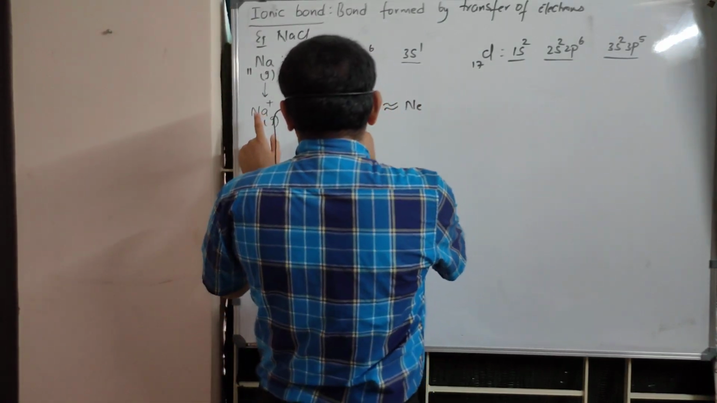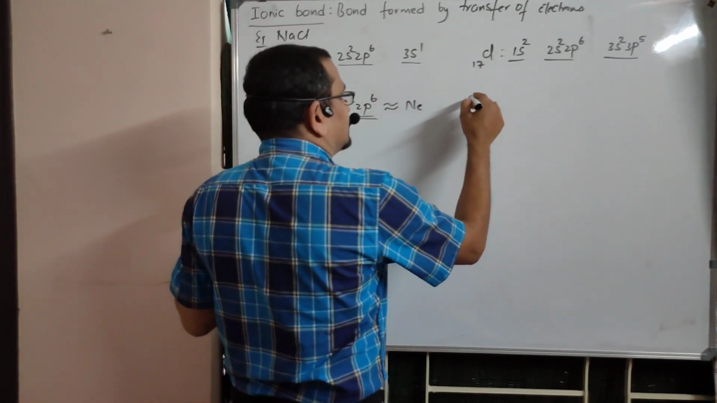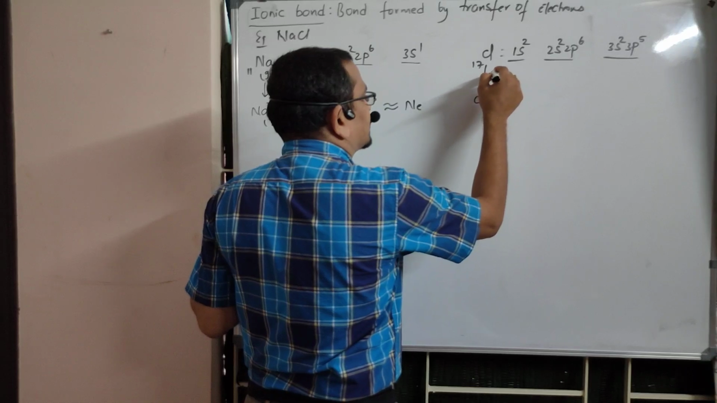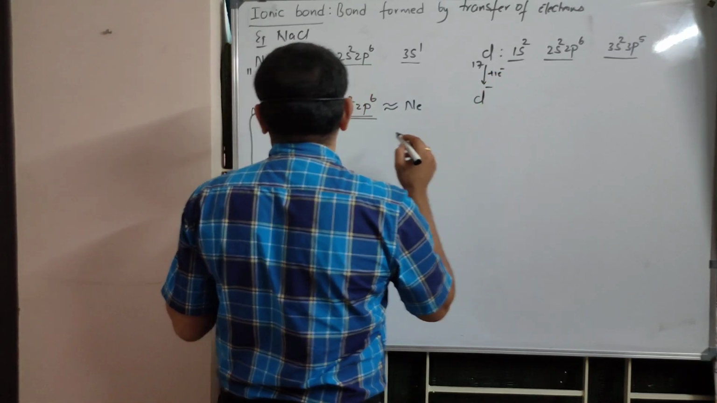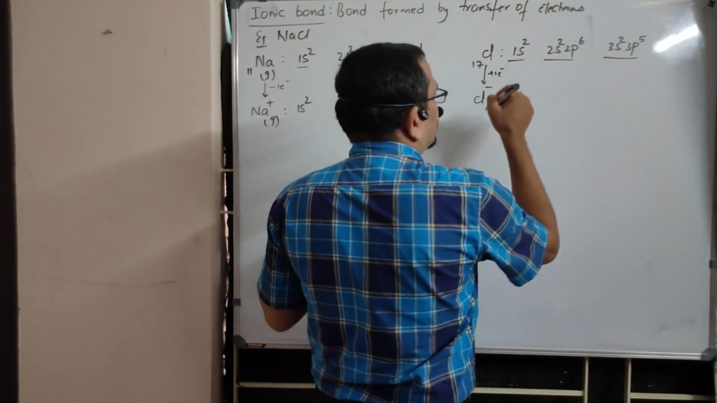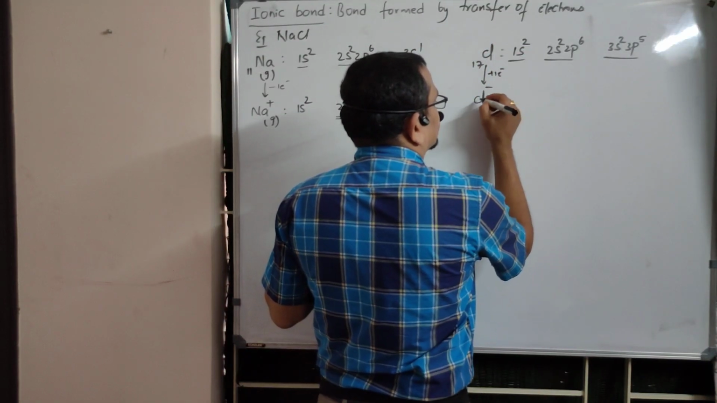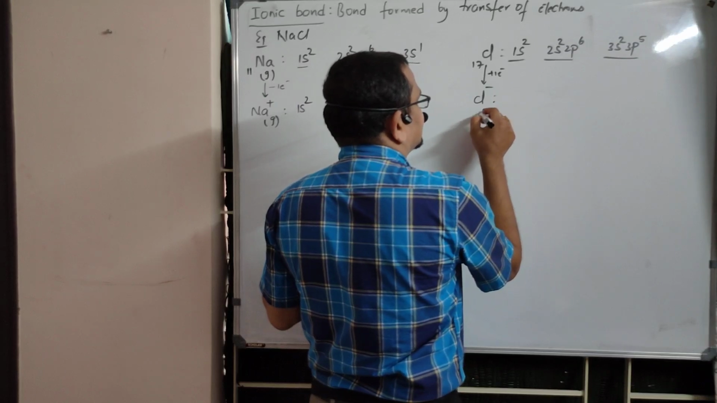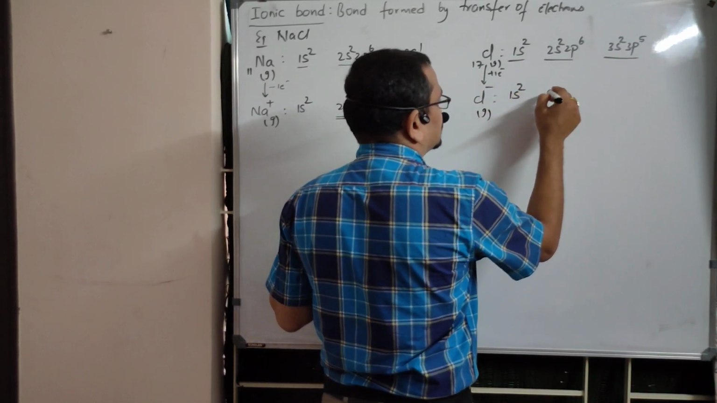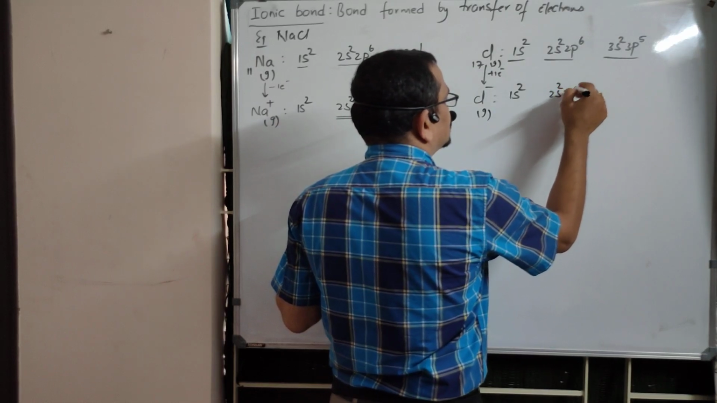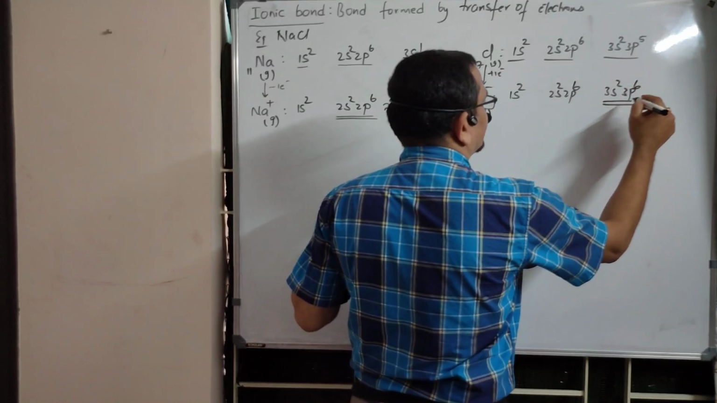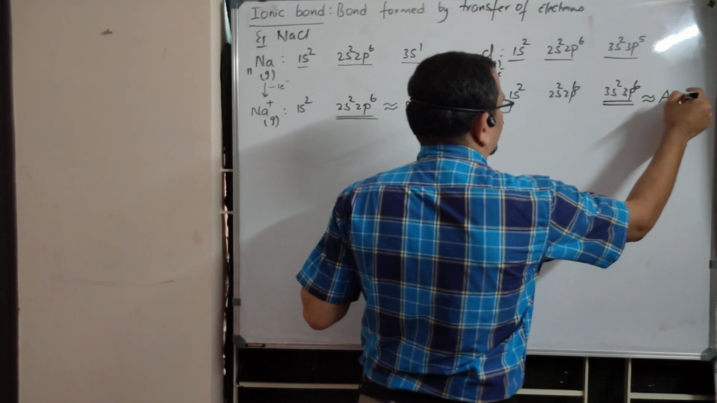So that's why whatever electron is lost by sodium can be readily gained by chlorine. When an atom gains one electron, it becomes an anion. We are aware of this. When an atom loses one electron, it becomes a cation. So chlorine gains that electron and becomes Cl minus gaseous ion, whose electronic configuration is 1s2, 2s2, 2p6 and 3s2, 3p6. This configuration is similar to argon configuration.